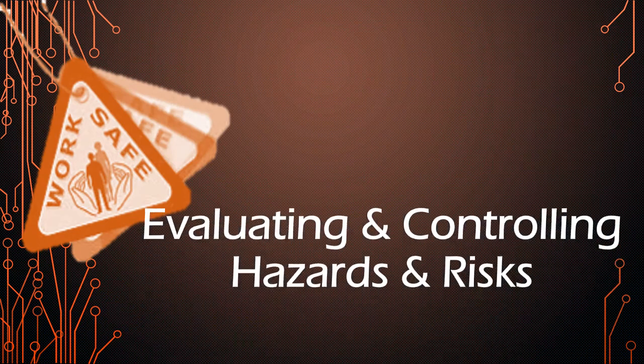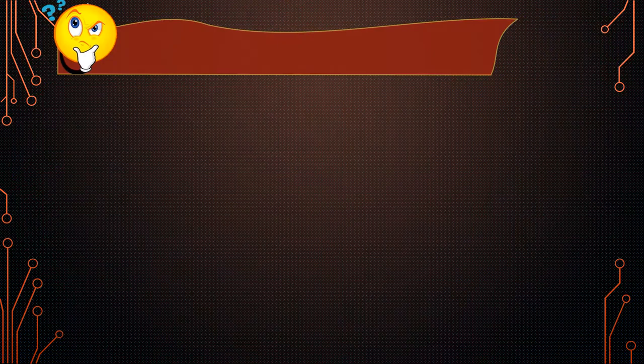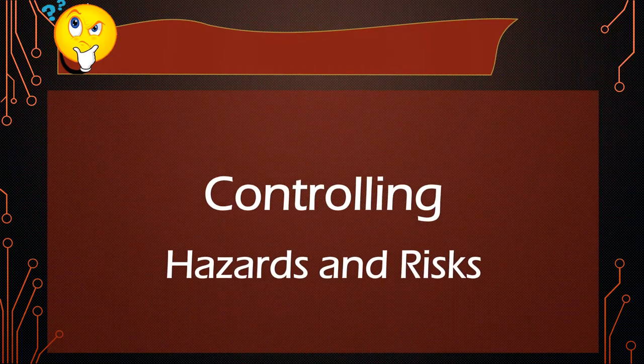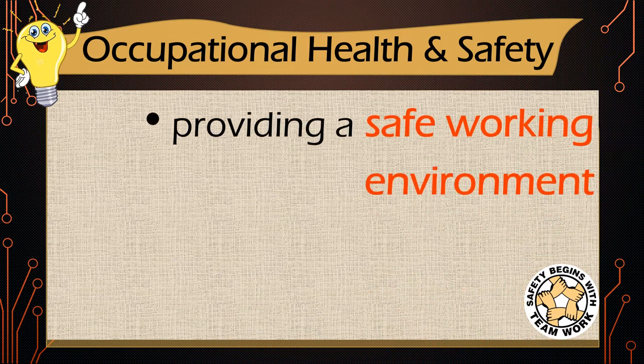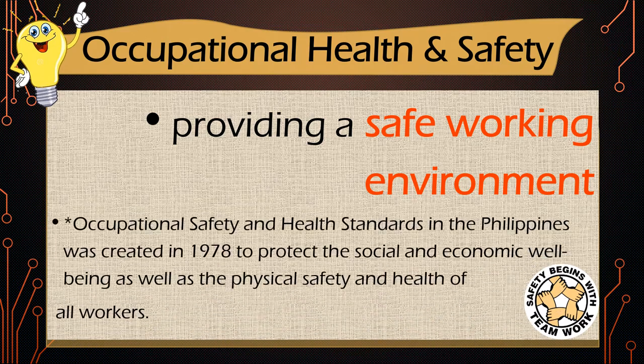Now let's talk about evaluating and controlling hazards and risks. Controlling hazards and risks. Occupational health and safety is a campaign and maintenance of safe working environment. This is just an information. Did you know that occupational safety and health standards in the Philippines was created in 1978? This was made to protect the social and economic well-being as well as the physical safety and health of all workers.